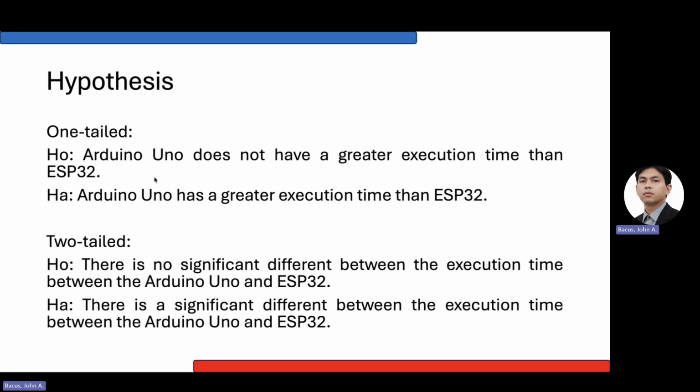Whereas for a two-tailed test, we just say there is no significant difference between the execution time of the two microcontrollers, and there is a significant difference for the alternative hypothesis. So let me just share my screen.